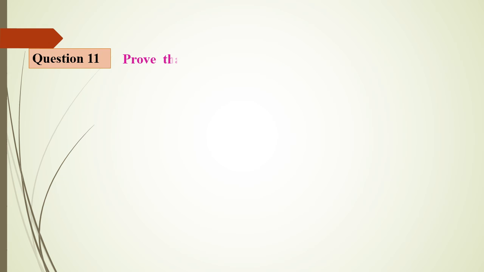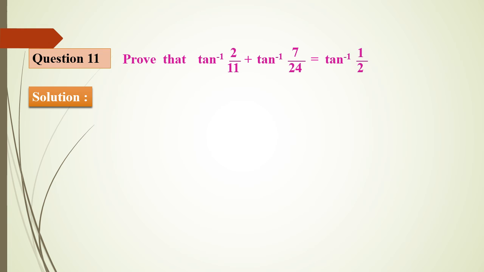Next, in question number 11, again we'll prove that tan inverse of 2 by 11 plus tan inverse of 7 by 24 equals tan inverse of 1 by 2. Whatever procedure you followed in the previous sum, if you adopt the same procedure here, you will get the result tan inverse 1 by 2.